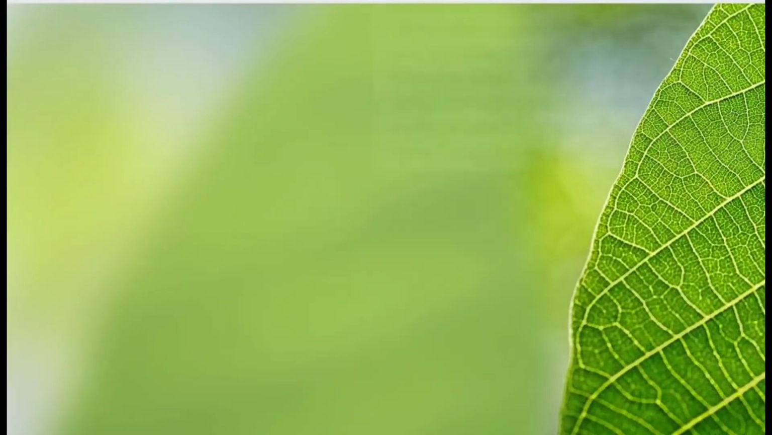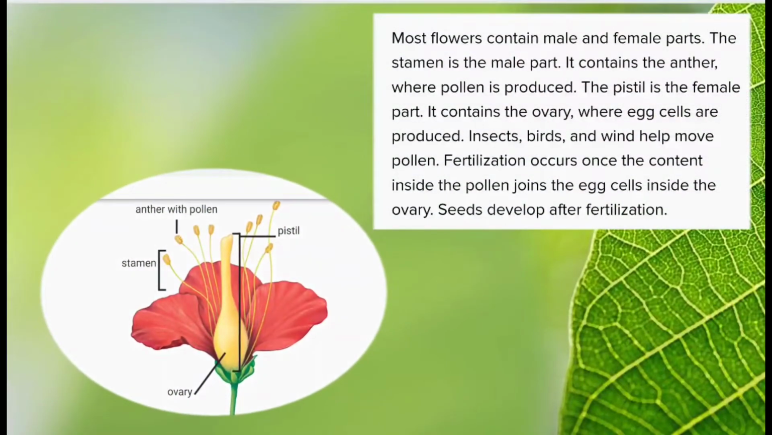Flowers. Most flowers contain male and female parts. The stamen is a male part. It contains the anther where pollen is produced. The pistil is a female part. It contains the ovary where egg cells are produced. Insects, birds, and wind help move the pollen.